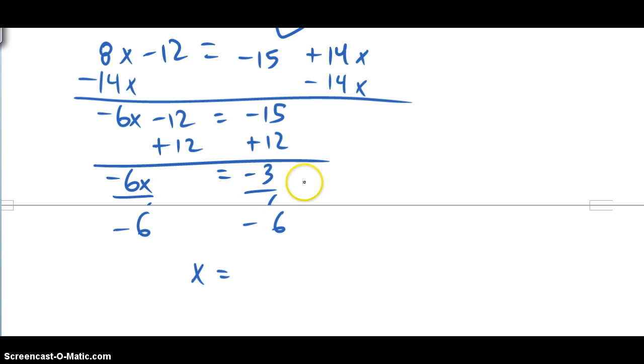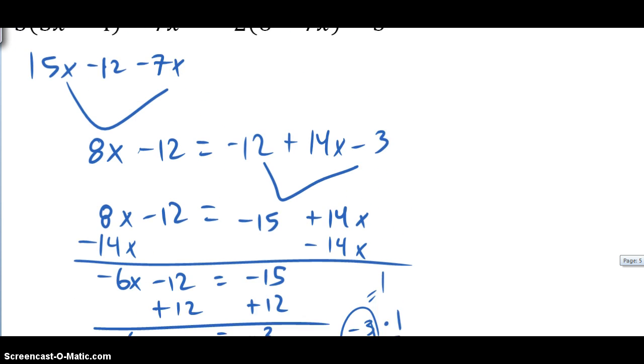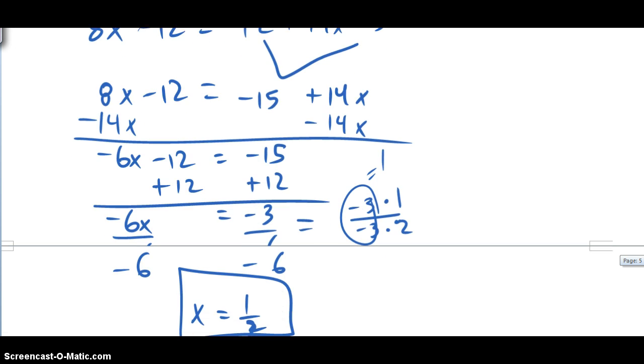Negative 3 over negative 6. Negative 3 over negative 6 is the same thing as negative 3 times 1 over negative 3 times 2, because negative 3 times 2 is negative 6. Negative 3 over negative 3 is 1. 1 times 1 over 2 is just 1 over 2. So in this case, the answer is x equals 1 over 2. Now, it's a long process here, but once you get the hang of it, it's pretty quick.